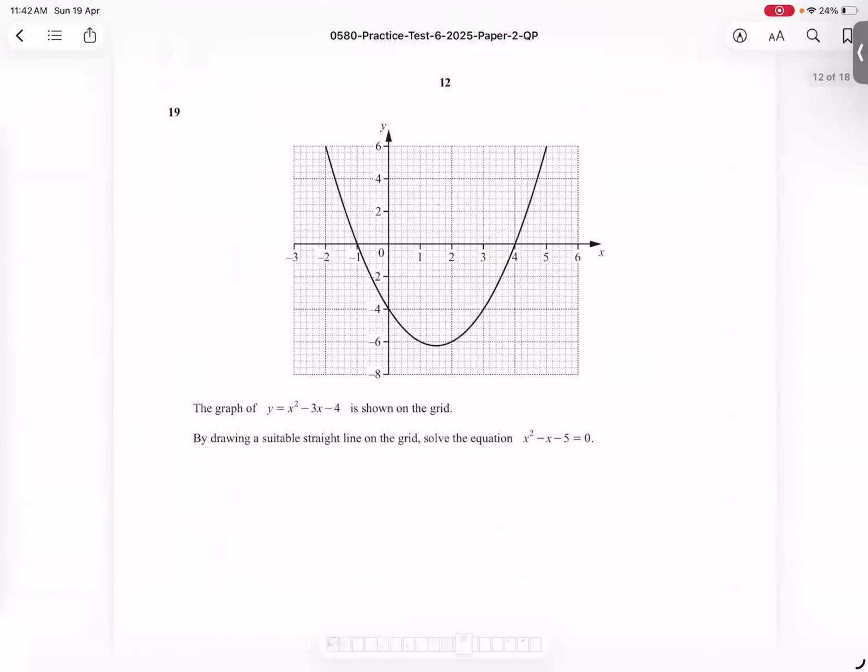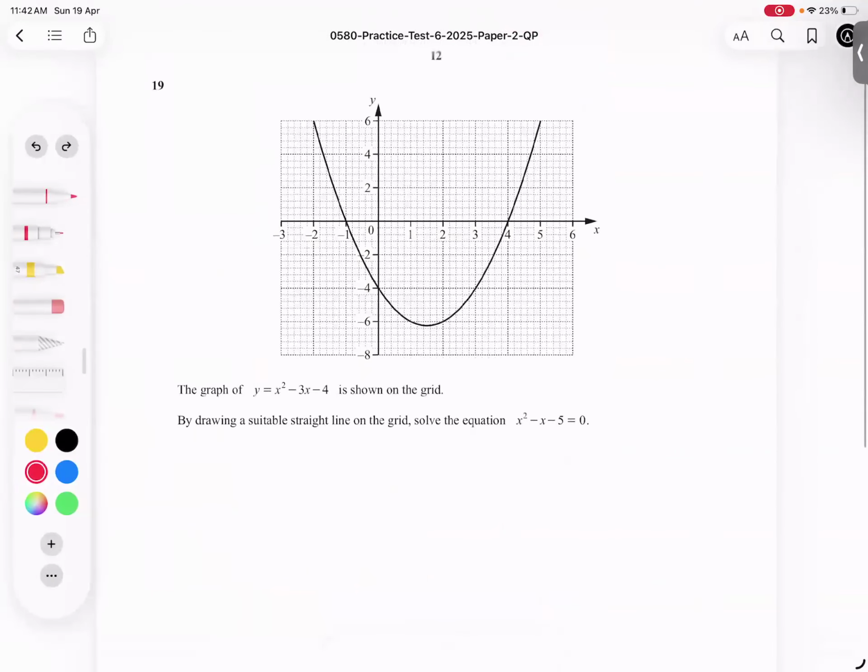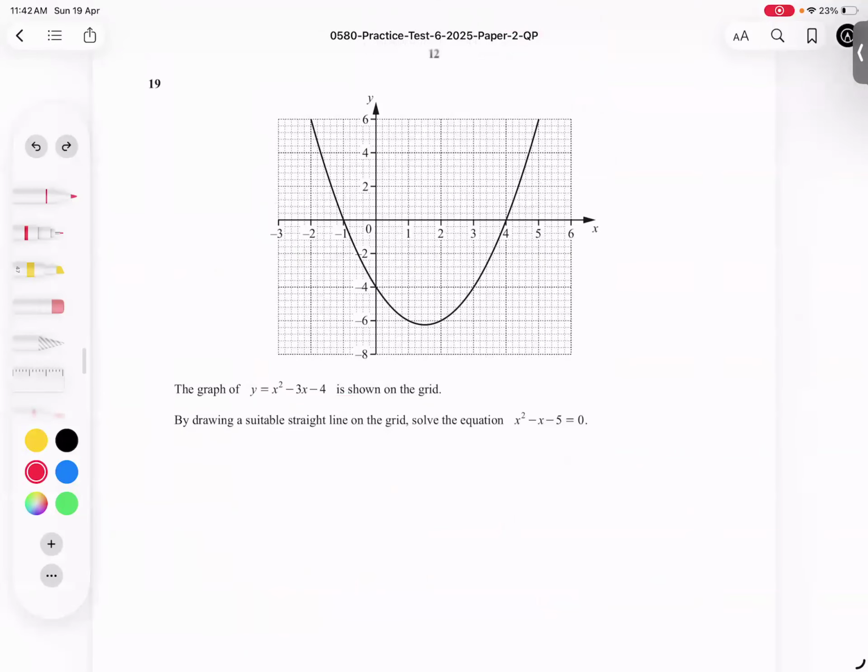In the next question we have students. He's saying use a graph to show, in a grid, a suitable straight line to solve this equation. Basically, this is y. We have to convert this into y format. Does the x squared match? It matches. Copy. If the negative doesn't match, what to do? We need negative 3x, but we have negative x.